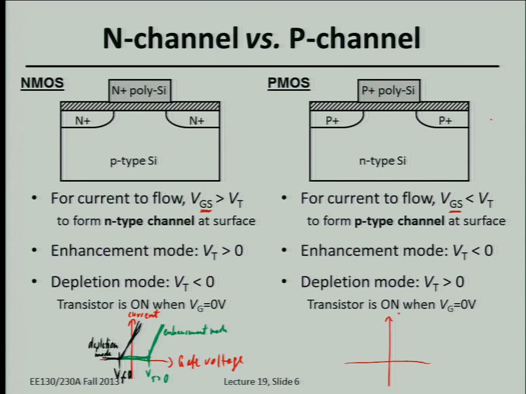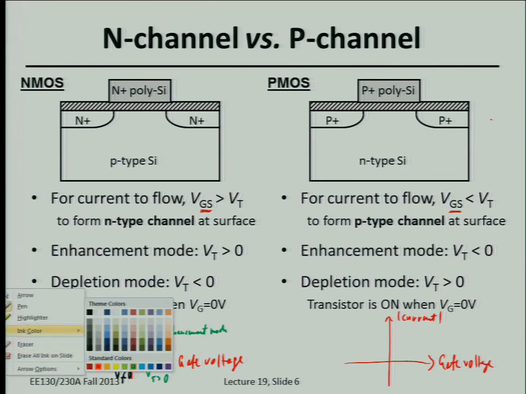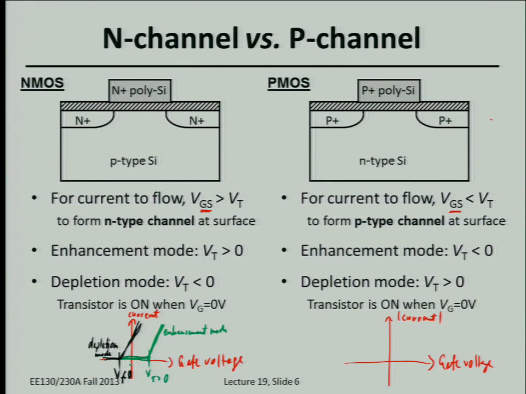Okay, so let's plot the magnitude of the current as a function of the gate voltage. All right, so remind me then. Let's say for enhancement mode, the threshold voltage, well, it's going to look like this, right? This is enhancement mode. So how can we tell that it's enhancement mode? That's right, there's no current flowing with 0 volts on the gate relative to the source.